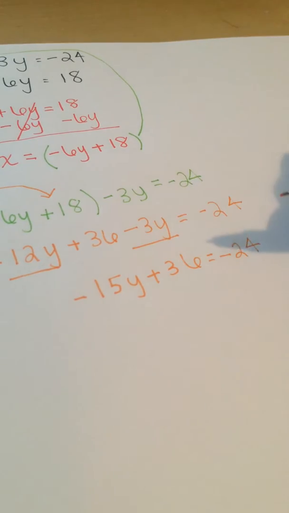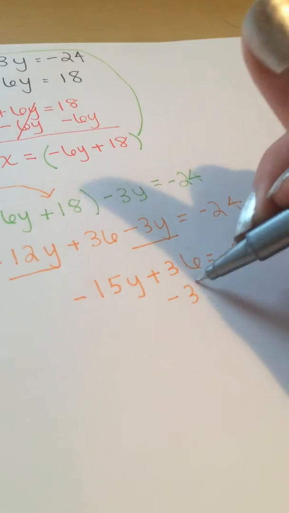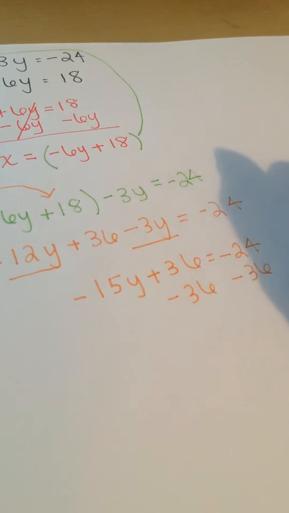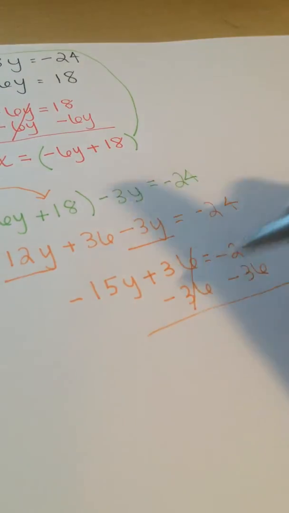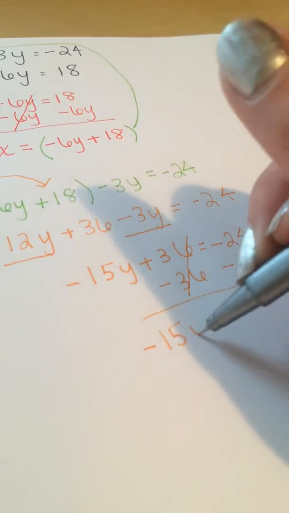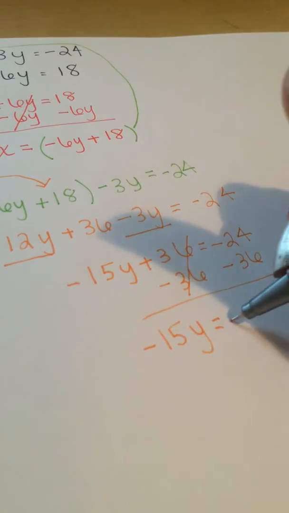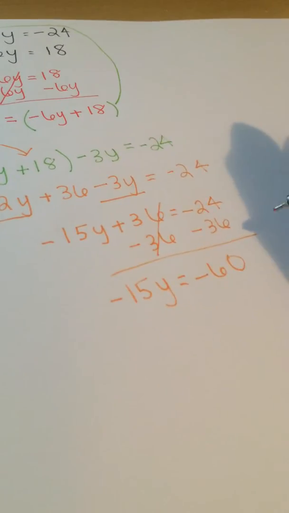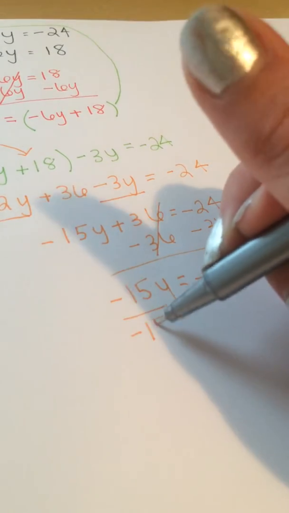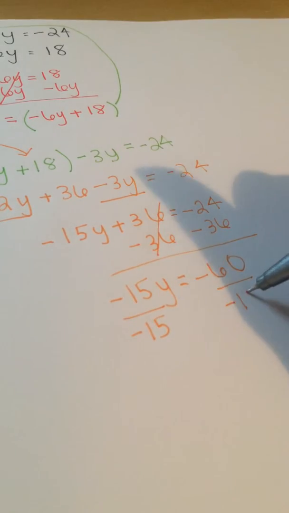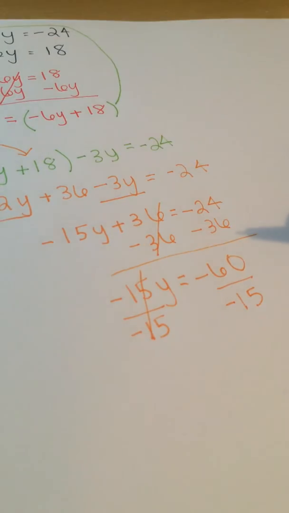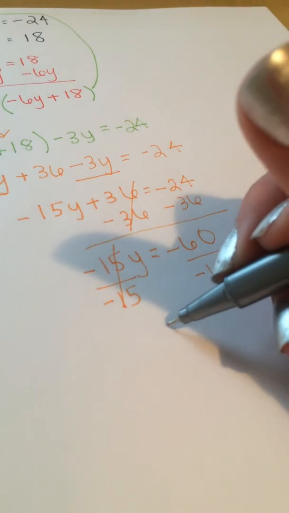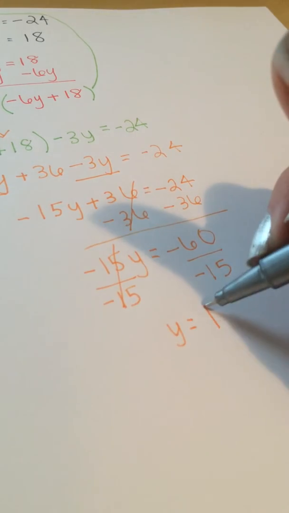Okay, trying to get y by itself, so you would want to subtract 36 to both sides. Okay, negative 15y equals negative 60. And then last step to solve for y, divide by negative 15. We get that y is equal to a positive 4.